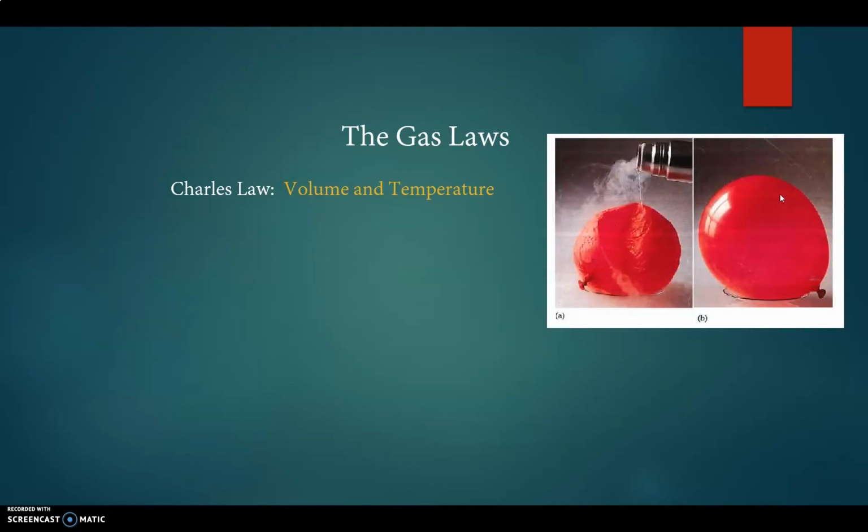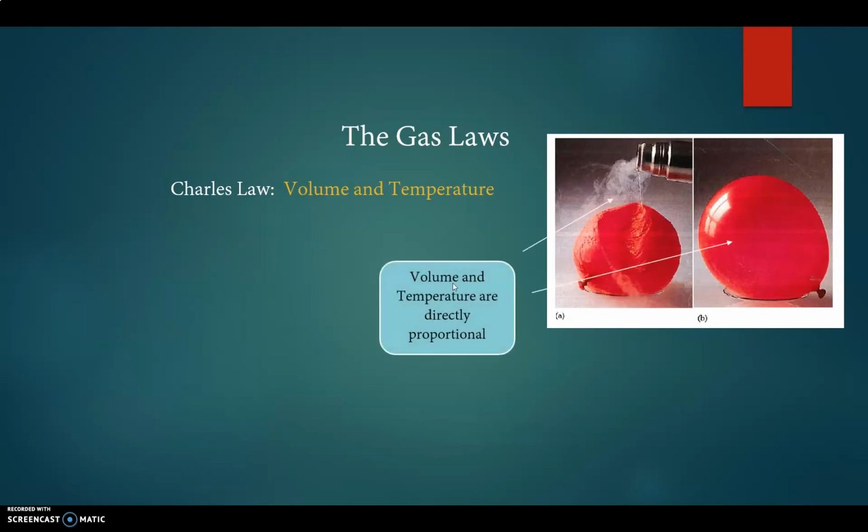So we have a regular balloon at room temperature, and then we have a second balloon where we pour liquid nitrogen on it, and the liquid nitrogen makes the balloon very cold, and you can see that the volume is decreasing. So it appears that volume and temperature are directly proportional. As the temperature decreased from the cold liquid nitrogen, the size of the balloon decreased as well.